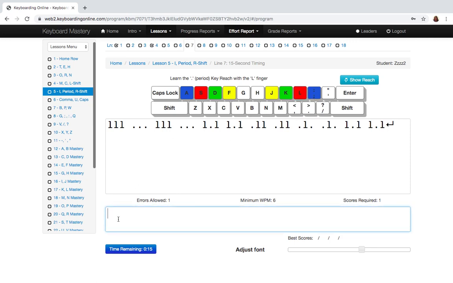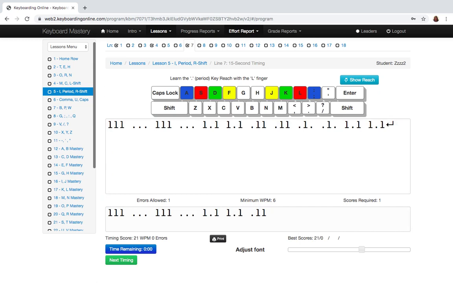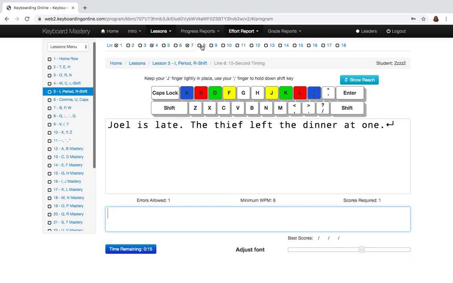So let's practice. L, L, L, space, period, period, period, space, L, L, L, space, period, period, period, space, L, period, L, space, L, period, L, space, period, L, L, space. And there's my red box. Time is up, and I have gotten a score, 21 and no errors. And you'll be typing way faster than that if you keep practicing.